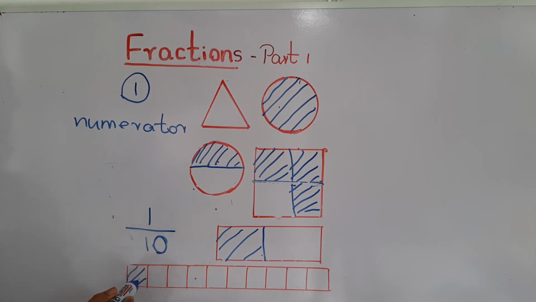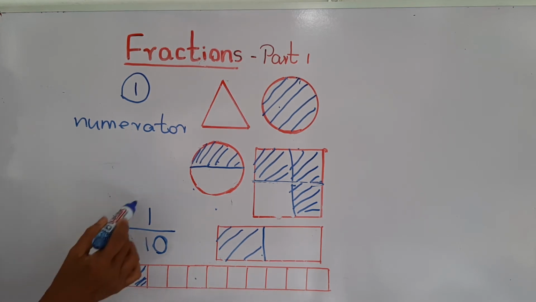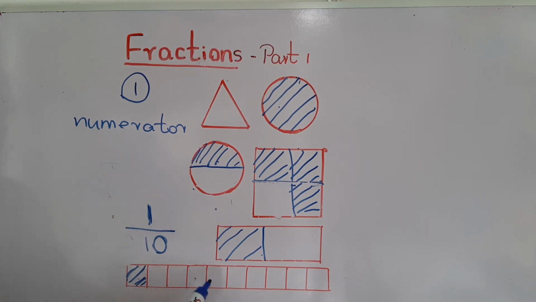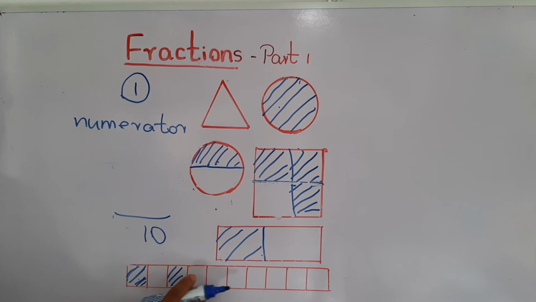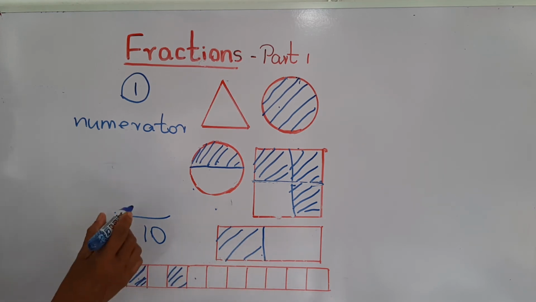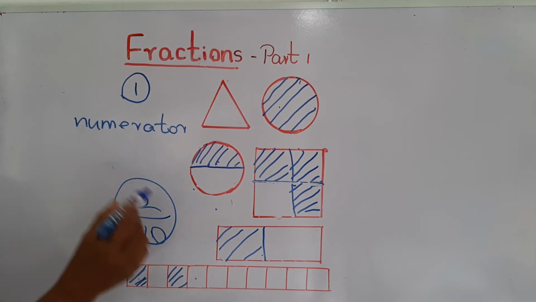Right. Now can you tell me, the colored parts, how many colored parts are there? 1. That's a fraction. If I colored 2 parts out of this, can you tell me what will be the fraction? Yes, denominator is 10. Why? Because the figure has been divided into 10 parts. Out of 10, how many parts are colored? 2 parts are colored. This is the fraction.